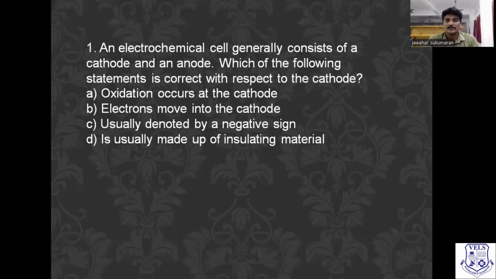Anybody know? Which was the correct answer? B. Electrons move into the cathode. Cathodes are usually metal electrodes. It is the electrode where reduction takes place. The cathode is the positive electrode in a galvanic cell and the negative electrode in an electrolytic cell. Electrons move into the cathode is the correct answer.